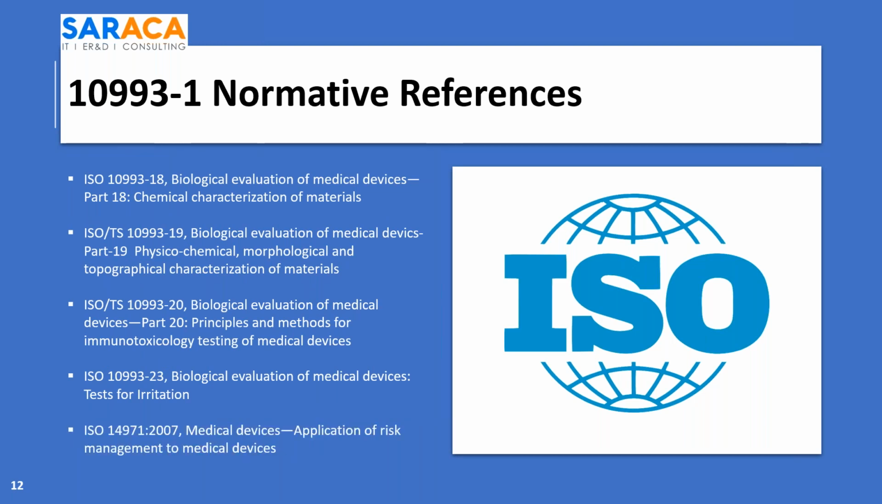Is the inclusion of ISO 14971, 2007, medical devices, application of risk management to medical devices. As you can see, 2007 is the one that's included, but there is a newer one that's out that comes into effect shortly. So you need to look at your risk management system as it's changed and it's applicable to this 10993 material.